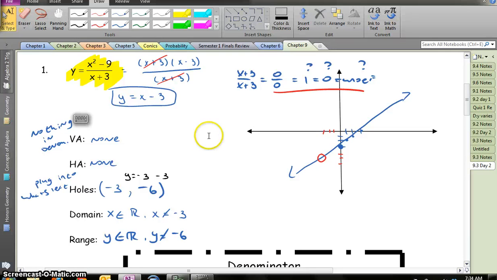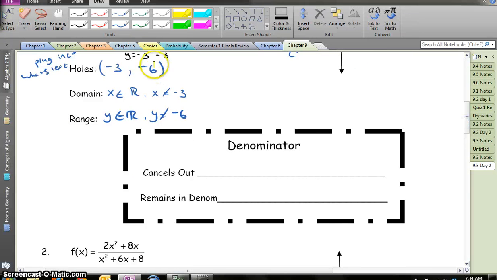All right, make sense? So let's sum this up real quick. If the denominator cancels out, then it results in a hole. So if you factor and the denominator cancels out, in the sense that there's nothing left in the denominator, then you have a hole. Now, if anything remains in the denominator, then you have a vertical asymptote.